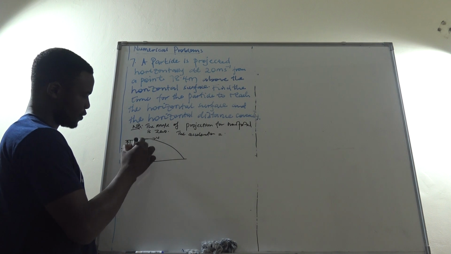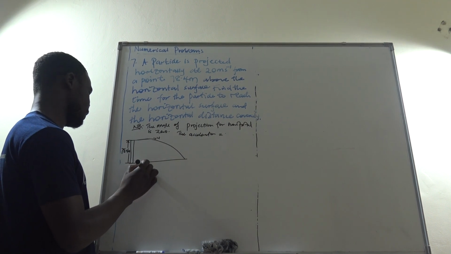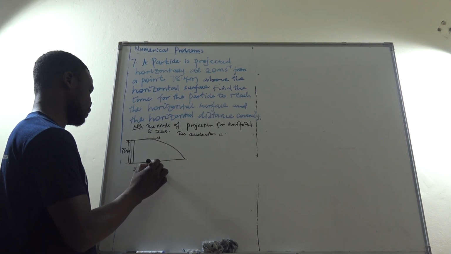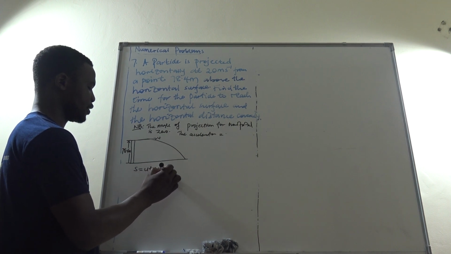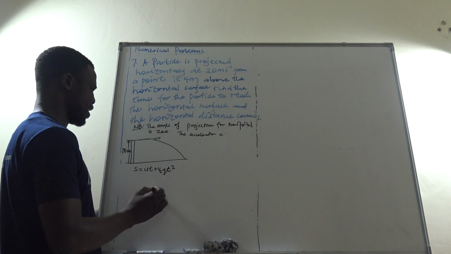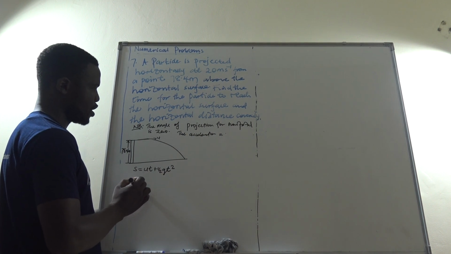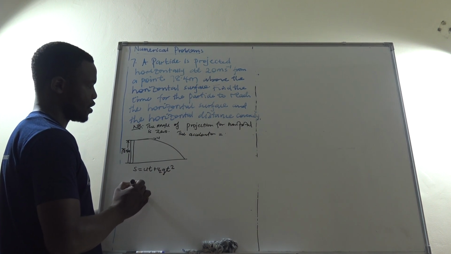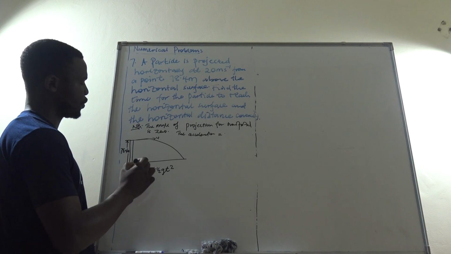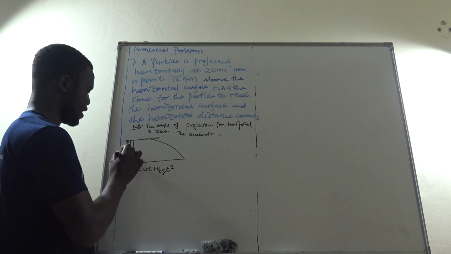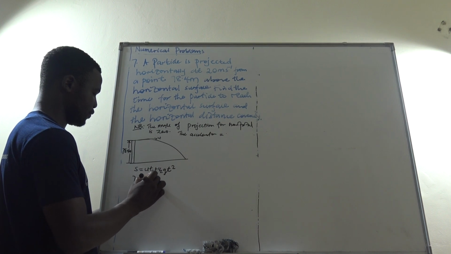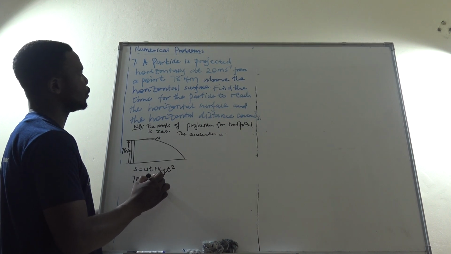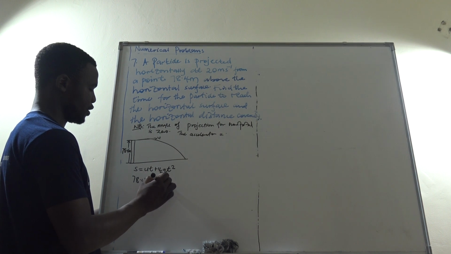Now let's look at this particle. We know that S is given by the expression ut plus a half gt squared. Now, what do we need? We need the time for which this particle moves that distance. The vertical distance moved is 78.4, which is equal to the initial velocity, 20, times t.